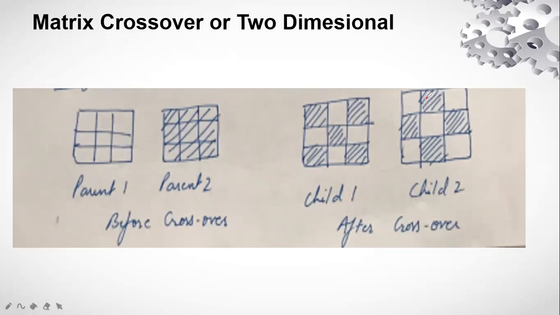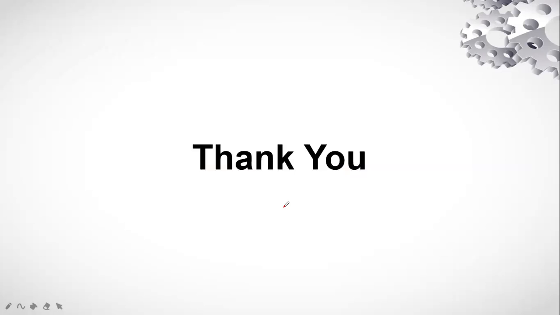See, this is how we have swapped. You can see this particular shaded one is parent 2 and the blank one is parent 1, and we have swapped and created 2 new children. So this is the matrix crossover operator. So these are all the different types of crossover operators.